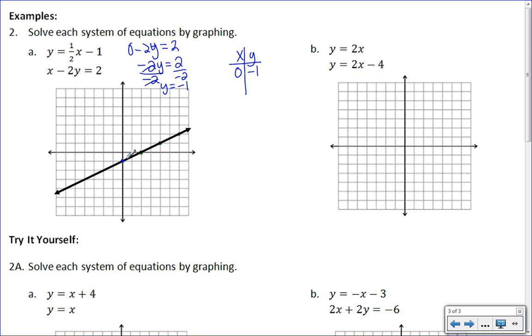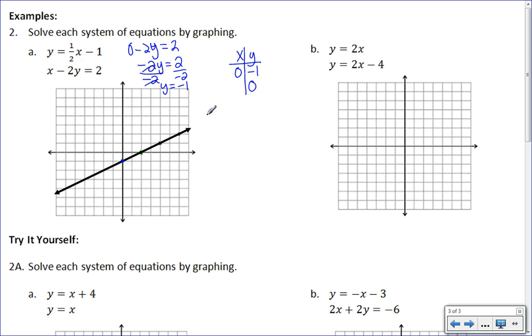Hey, weird. That's probably the point we're looking for. But we have to keep going because remember, we could have infinitely many solutions if they're the same line. So let's find one more point. We found the y-intercept. Let's go ahead and find the x-intercept. We plug in 0 for y.